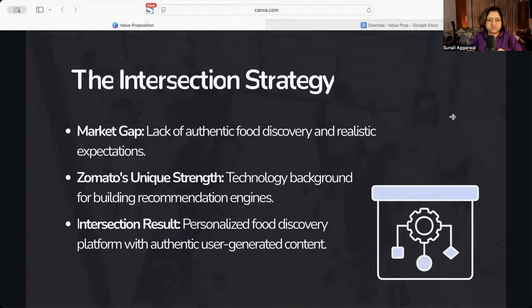The intersection strategy, I want you to pay attention to this. Market gap: lack of authentic food discovery and expectation. Zomato's unique strength: technology background for building recommendation engines. Intersection result: a personalized food discovery platform with authentic user generated content. So they played on the content strategy rather than just competing with their competition on the same lines. They built something very different.